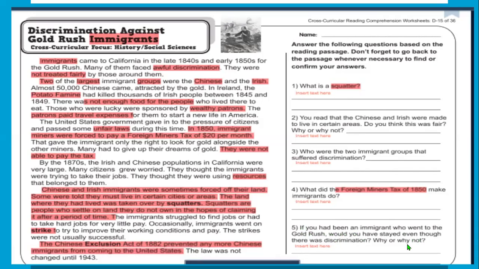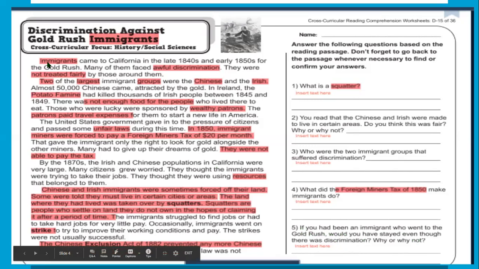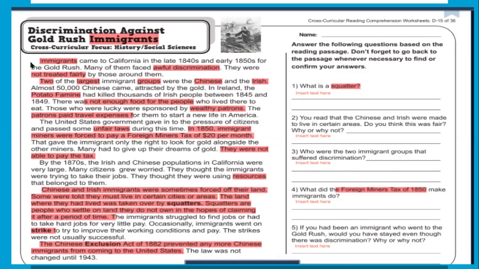So maybe after you read this, and then just with the knowledge you already have about the gold rush and the times, and I think we've had questions similar to this before in our social studies books, you can just answer that. So let's see, discrimination against gold rush. I think I actually like my green arrow better than the red pointer thing. So let me see the red pointer cursor.